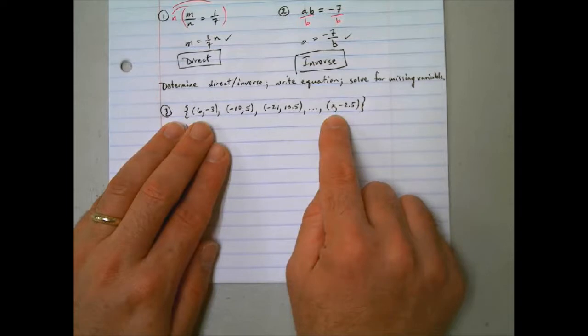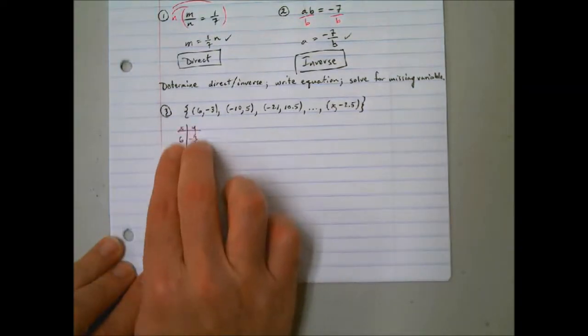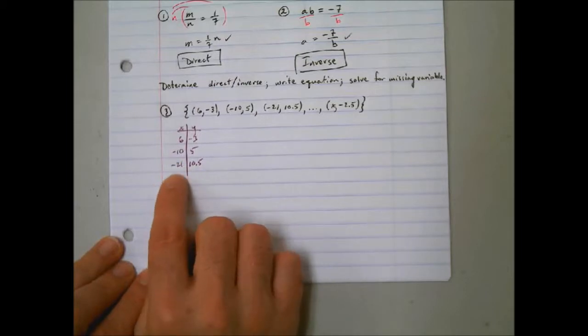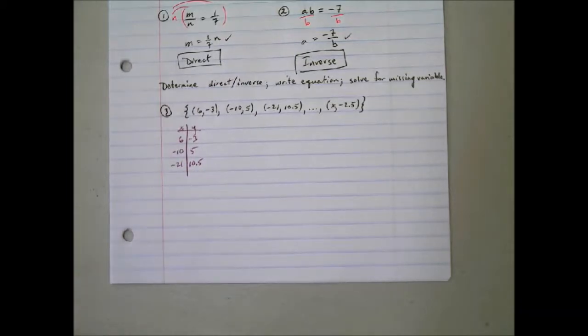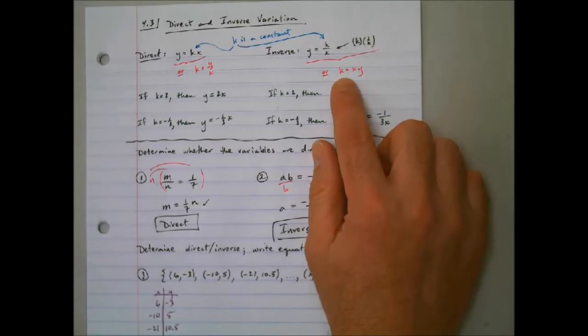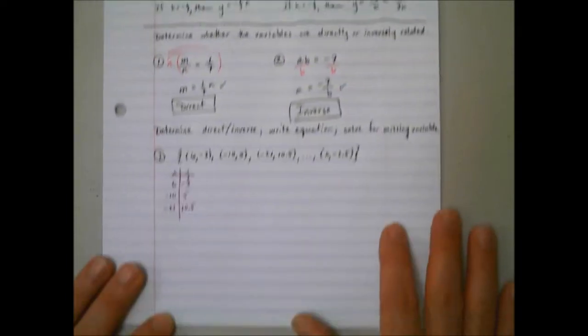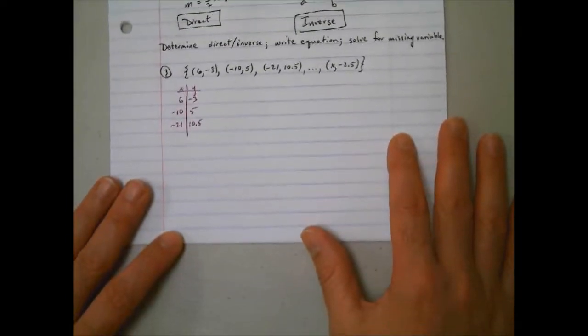I think it's sometimes helpful to go ahead and rewrite this as a table of values this way, where we can see the x's separate from the y's. And a lot of times, I will check for the inverse variation first because if they are inversely related, the constant will be simply x times y.